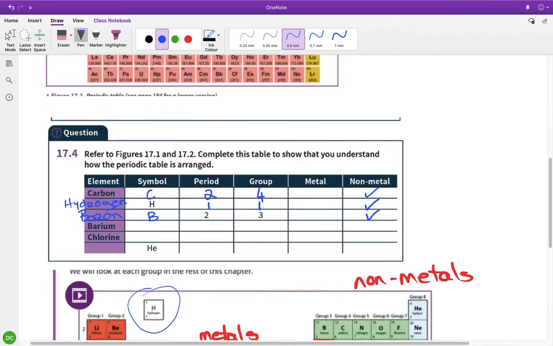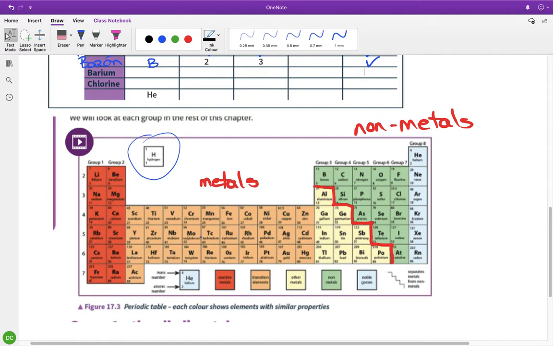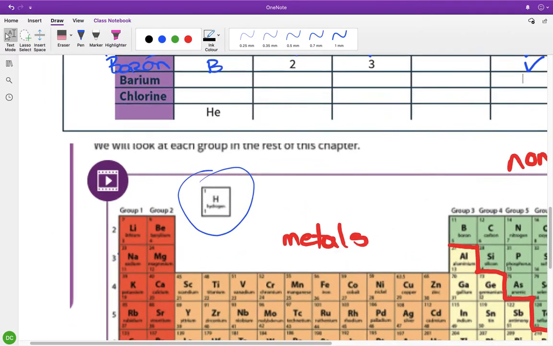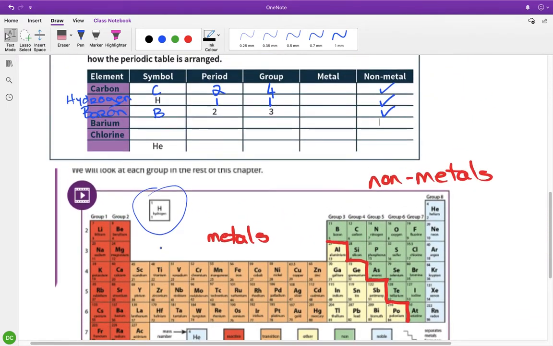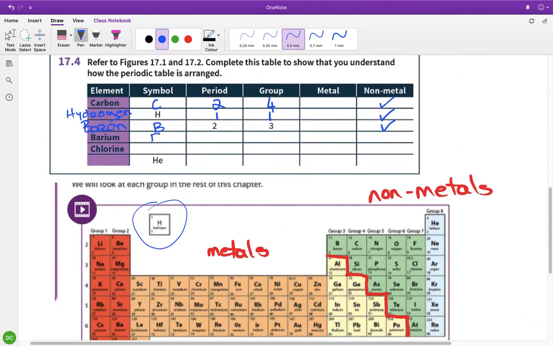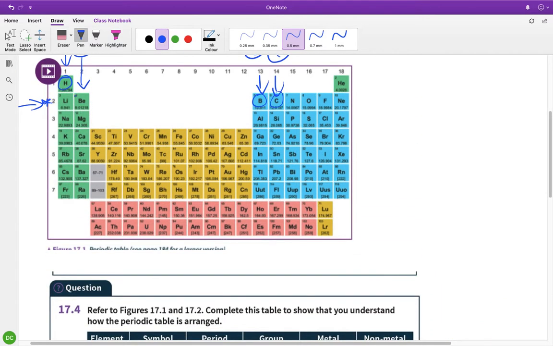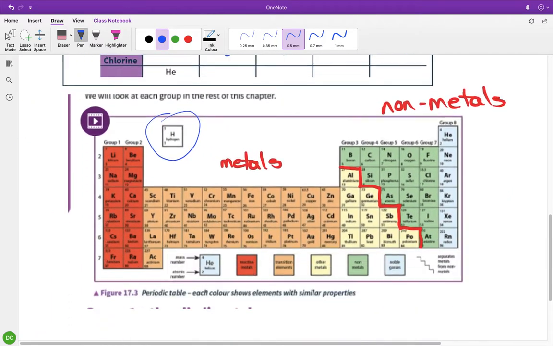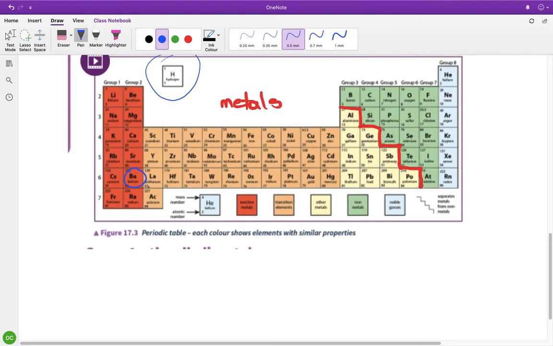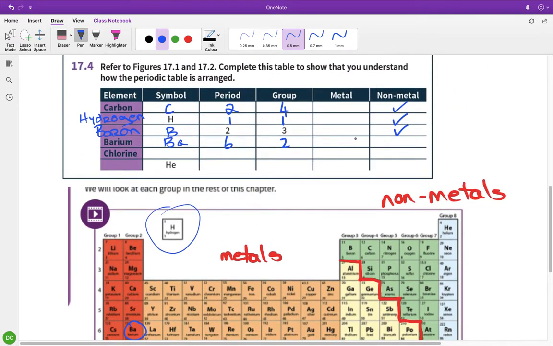Barium, yeah, they actually have the names in this one, which would make it a bit easier. Can you see? Oh, there it is there. Ba, it's very blurry, but Ba is barium. If I highlight it here, it's in period 6 and it's in group 2. So period 6, group 2, and you saw where it was here, barium. It's definitely on the left hand side of that stairs, so it's a metal.